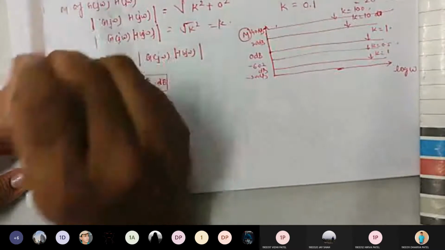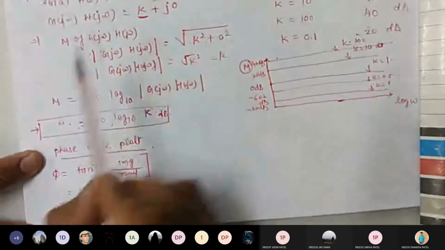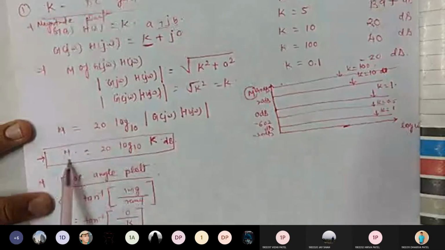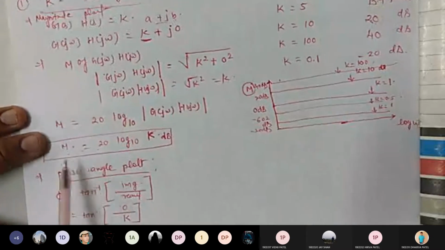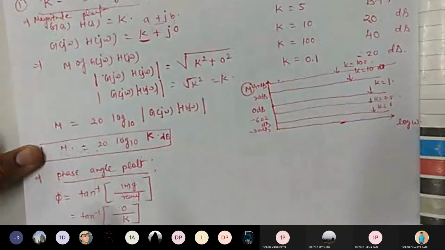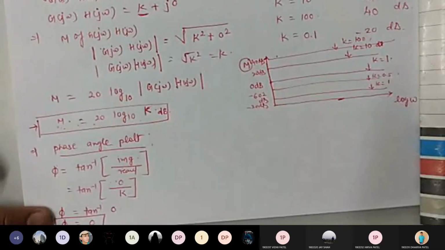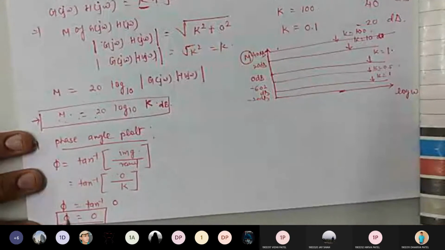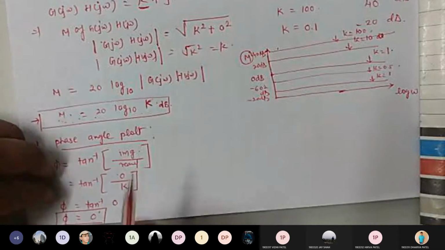So what two things do you need to remember? The contribution made by K in the magnitude plot is given as M is equal to 20 log 10 K. And the contribution made by K for the phase angle plot is phi equal to 0 degree. The first factor we have completed.